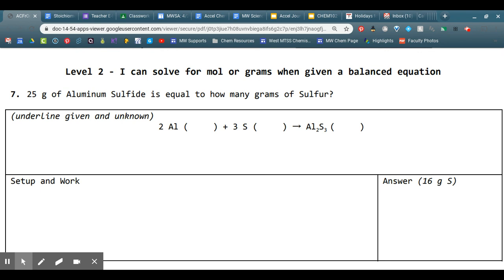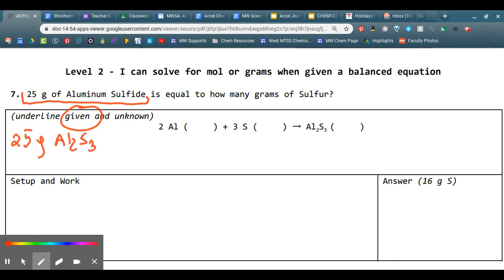Everyone, this is another example of how to solve stoichiometry problems. So remember, step one is underline your given and unknown. When I read the problem, it's 25 grams of aluminum sulfide. And so my given is 25 grams of aluminum sulfide. Remember the whole thing: number, unit, substance. So 25 grams of aluminum sulfide.